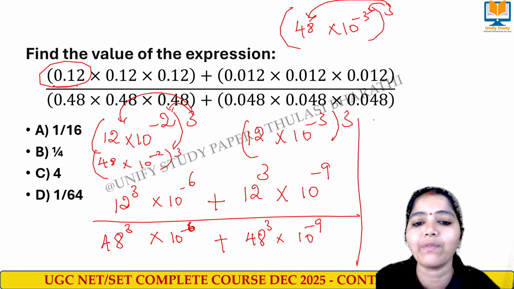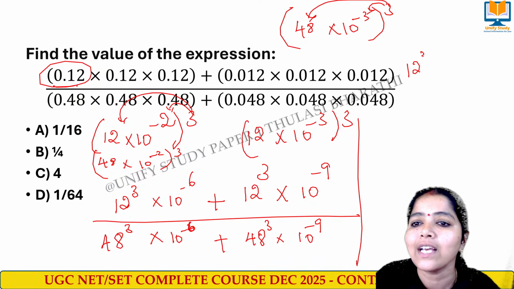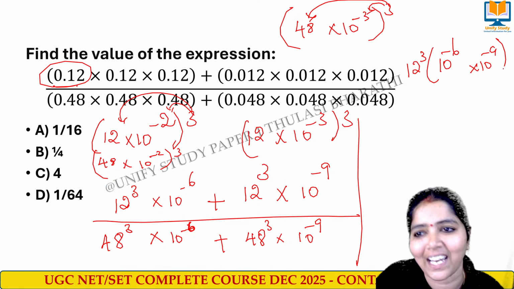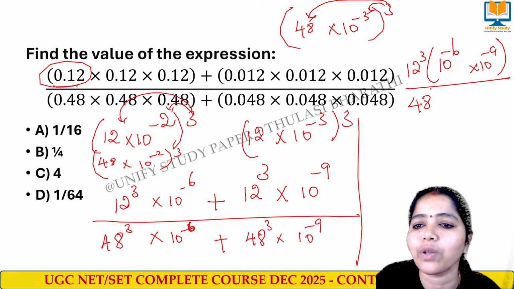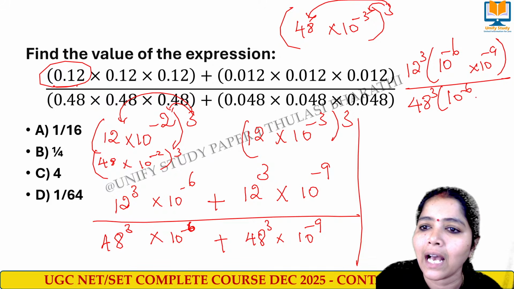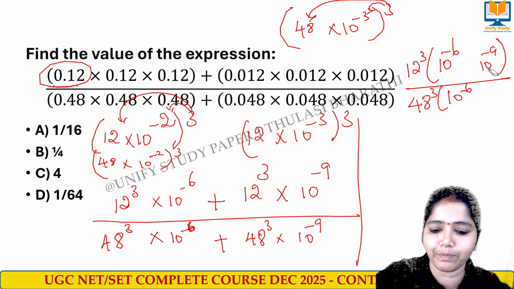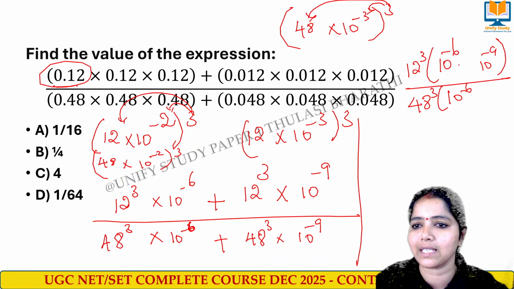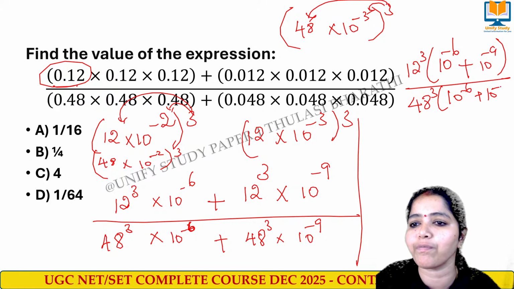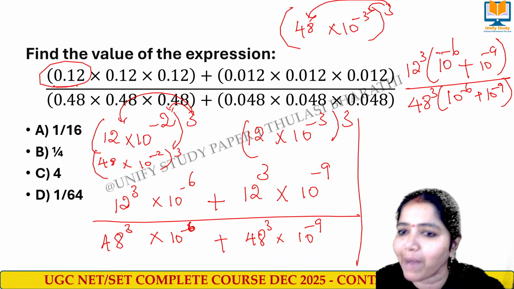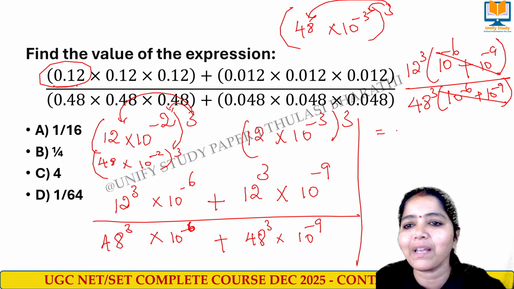This cube comes inside and becomes 48 cube and 10 to the power of minus 9. So here what will happen? We can take 12 cube as common outside, right? So when I take 12 cube as common, 10 to the power of minus 6 plus 10 to the power of minus 9, divided by 48 to the whole cube, 10 to the power of minus 6 plus 10 to the power of minus 9. I'm sorry, it's plus here. So what we can do here, we can simply cancel out 10 to the power of minus 6 and 10 to the power of minus 9. So simply we have 12 into 12 into 12 divided by 48 into 48 into 48.